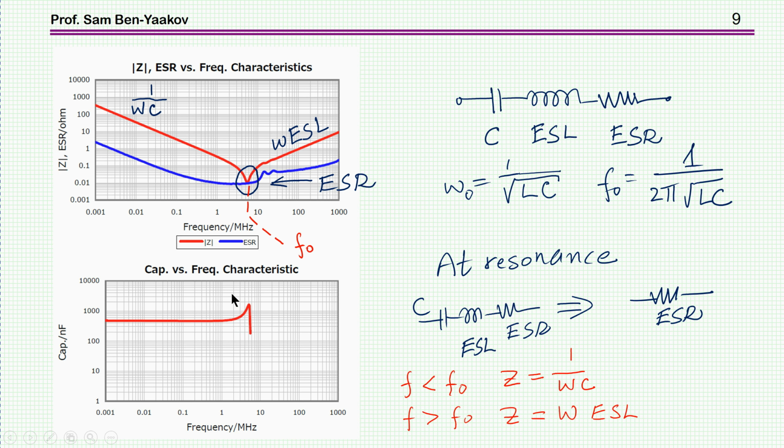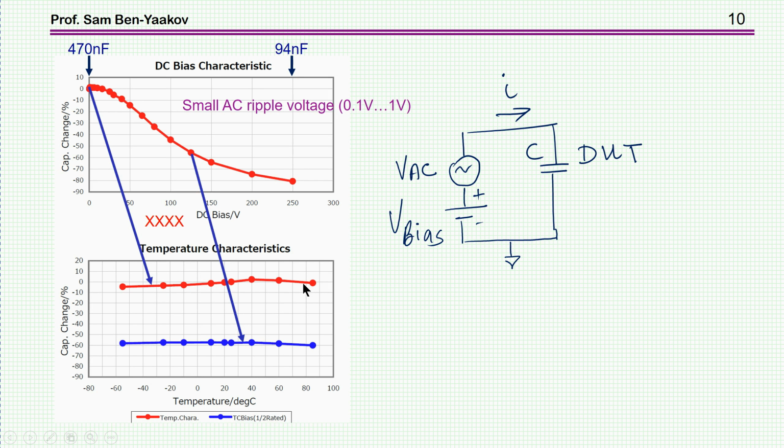We would operate up to say 2 megahertz or 1 megahertz for this particular capacitor. Now we have another graph. This is entirely characteristic of ceramic capacitors. You don't have it in other capacitors. And this is how the capacitance is dependent on the bias voltage.